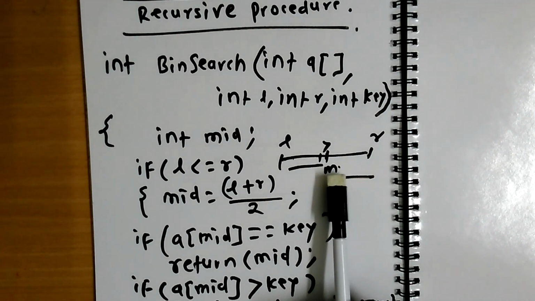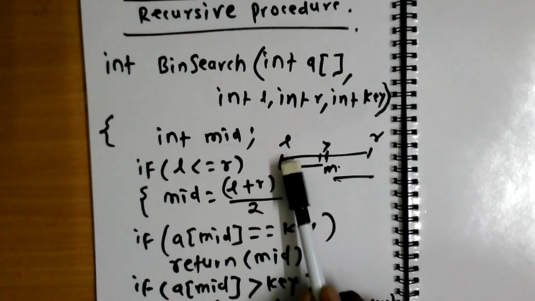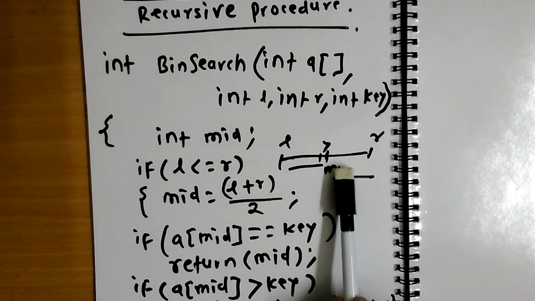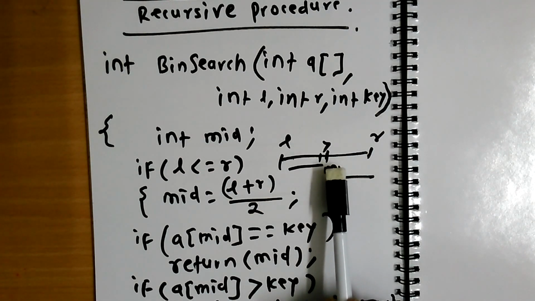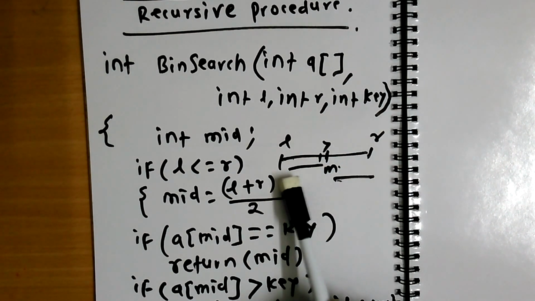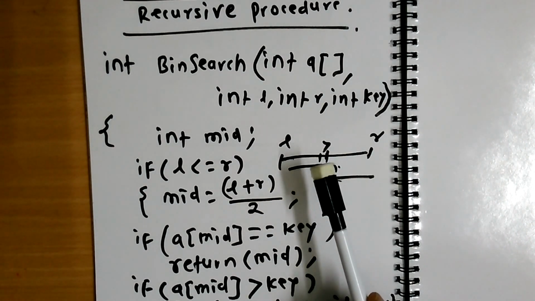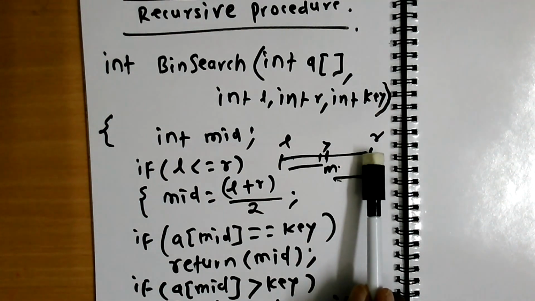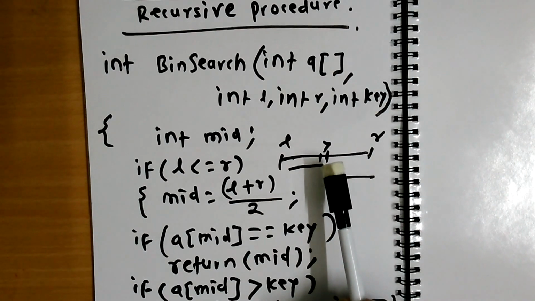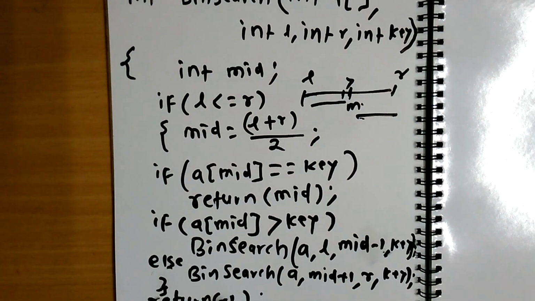If the key is not present there, and if the key is greater than mid, that means we'll go to the right part. We'll call binary search on the right part. When I go to the right part, I change my left index from L to mid plus 1. But if key is less than the mid, I go to the left part. When I go to the left part, I change my R from R to mid minus 1, because this will be my search domain. When the left index becomes greater than the right index, I conclude there is no element in the array, and that's why the key I'm searching for is not present in the array. So I return -1 in that case.